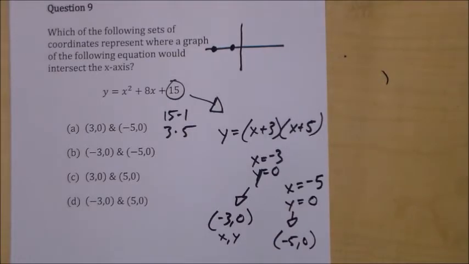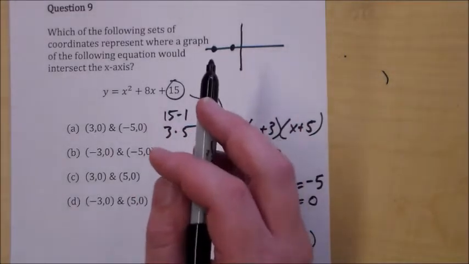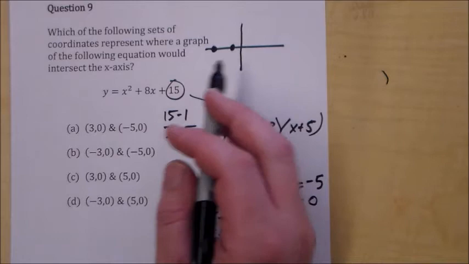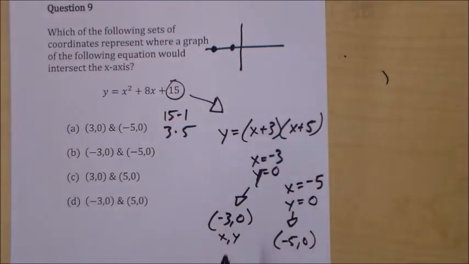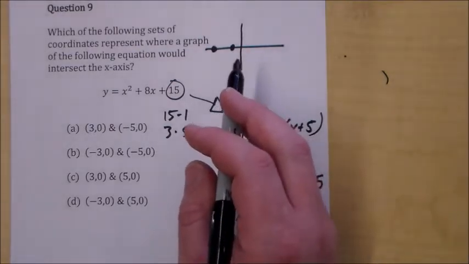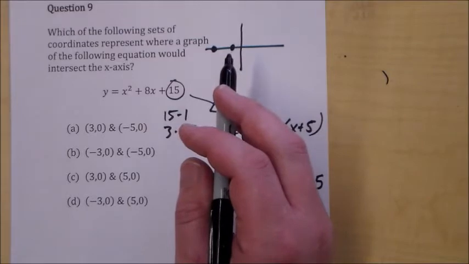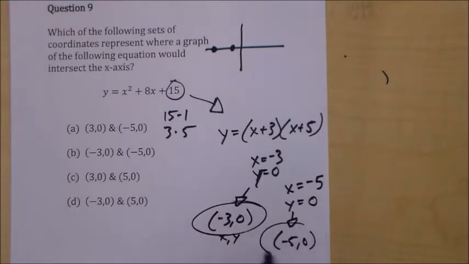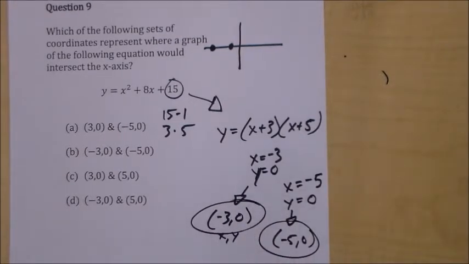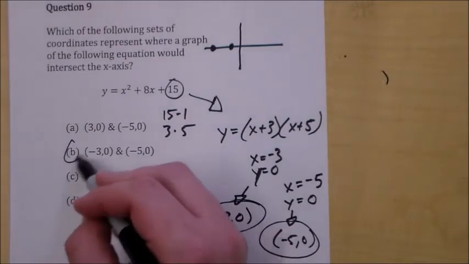Those are where x is when y equals 0. We've just solved the equation like we've been doing all lesson, and x is now either negative 3 or negative 5, and at either of those places, y equals 0. So what are my sets of coordinates? Well, we have negative 3, 0 and negative 5, 0. So what is that? That's B.